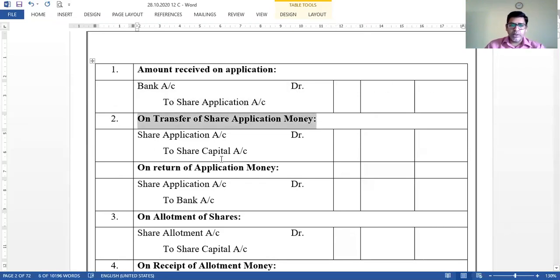Second is on transfer of share application money. We know application is a part of the capital, so we have to transfer this amount to capital. So share application account debited to share capital account.